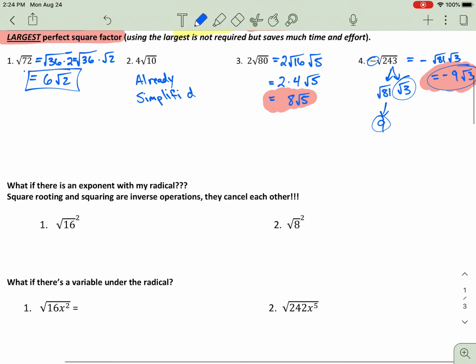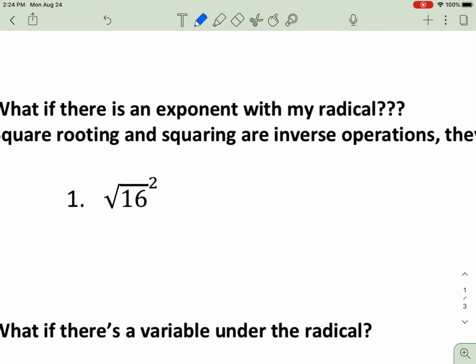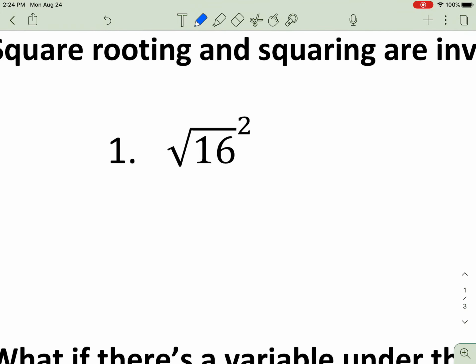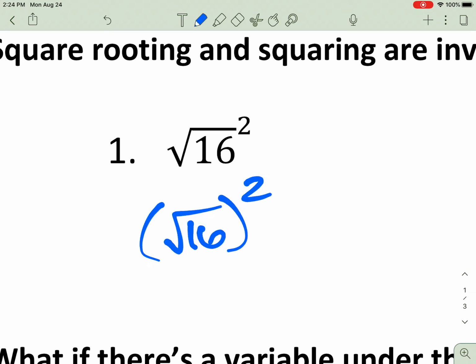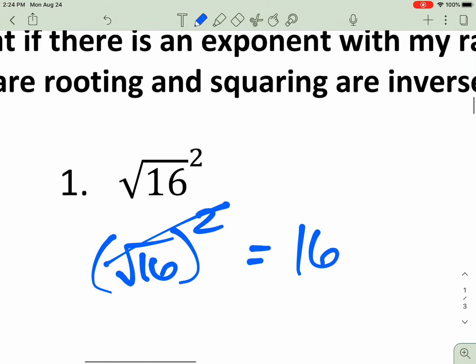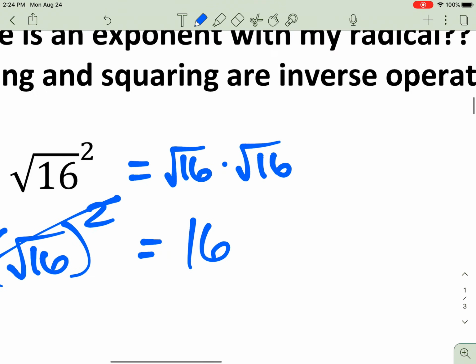What if there's an exponent with my radical? Well, if you square root and you square something, they are inverse operations. So some of you love to say, well, take the square root of this, and then you put the number above. You have to be careful with the terminology that you use. But if it says the square root of 16, what is the square root of 16? And we square that, they cancel each other out. This just becomes 16. Okay, it's the same thing as saying radical 16 times radical 16.